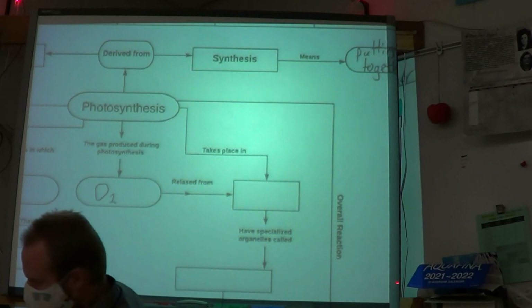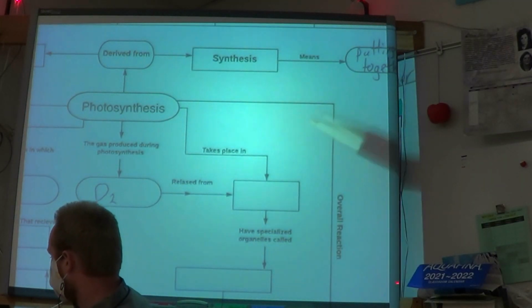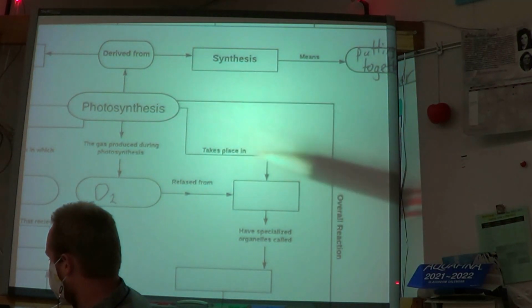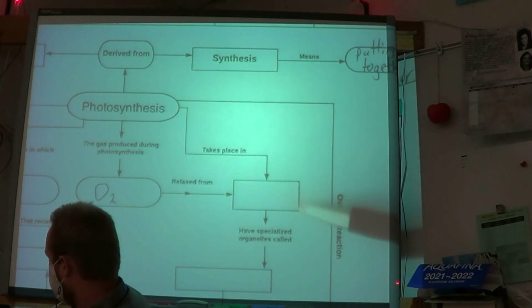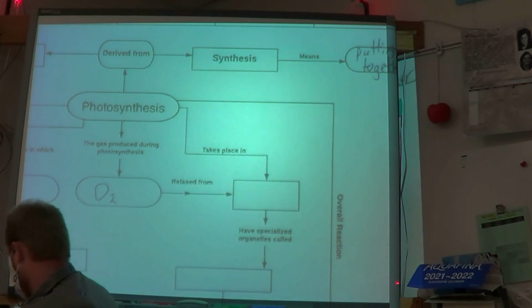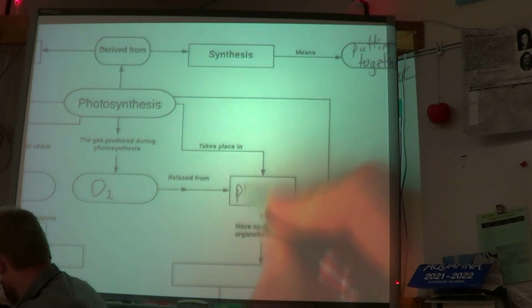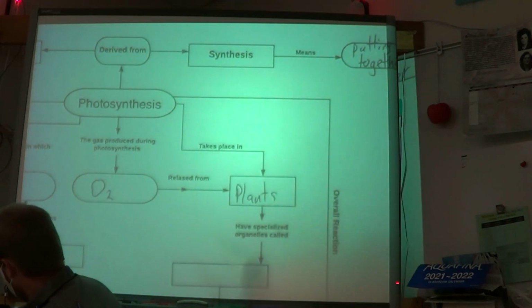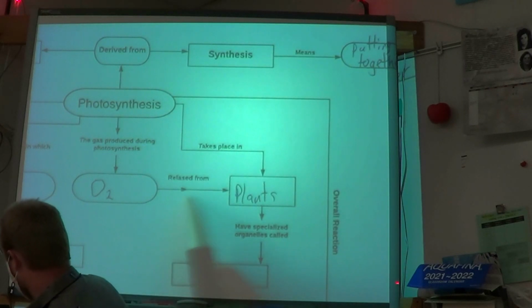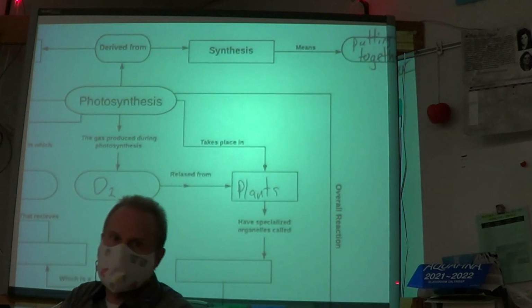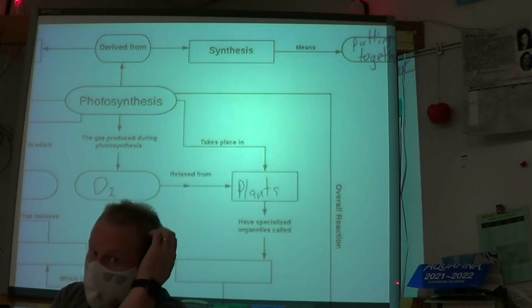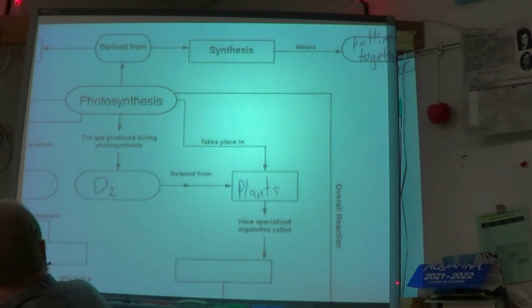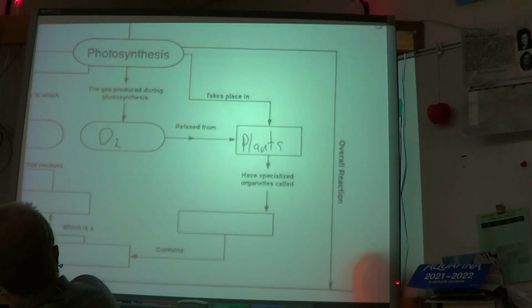All living things need oxygen in order to survive, including the fish in the fish tank like we just talked about. So photosynthesis takes place in what? Plants. Or we could say oxygen is released from plants. Now, yesterday we talked about other organisms like algae and some bacteria also go through photosynthesis, but plants are the big one that we refer to.